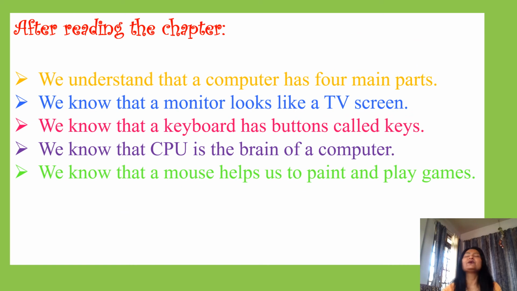So children, we come to the end of the chapter, and after reading the chapter, we understand that a computer has 4 main parts. We know that a monitor looks like a TV screen. We know that a keyboard has buttons called keys. We know that CPU is the brain of a computer. We also know that a mouse helps us to paint and play games. So children, that's all in the chapter, computer and its parts, okay?